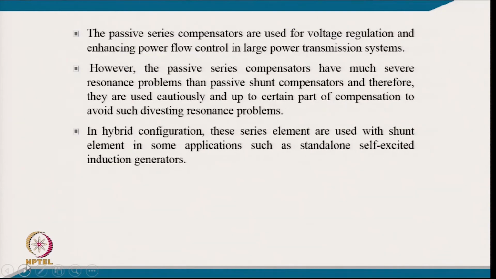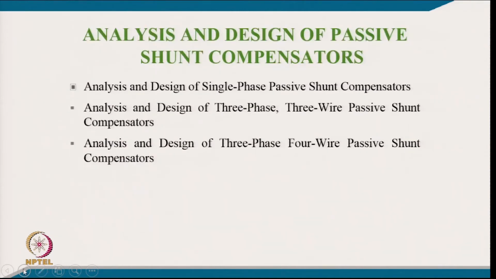Passive series compensators are used for voltage regulation and enhancing power flow control in large power transmission systems. However, the passive series compensator has a much more severe resonance problem than the passive shunt compensator, and therefore it is used cautiously and only up to a certain point of compensation, to avoid such devastating resonance problems. In hybrid configuration, series elements are used with shunt elements in some applications such as the standalone self-excited induction generator, which I already talked about.